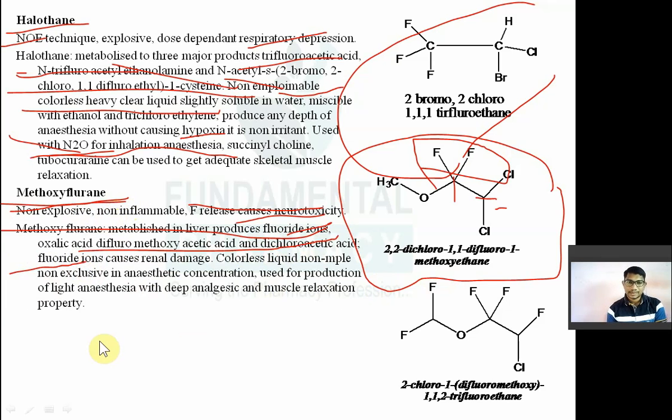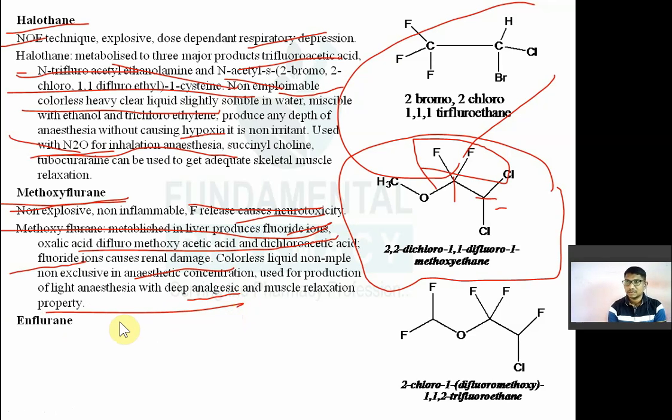So it is again a colorless liquid, non-inflammable, non-explosive anesthetic agent. It is used to produce light anesthesia with a deep analgesic action and muscle relaxation. So this methoxyflurane has an anesthetic action, along with analgesic action, along with muscle relaxant action. So whenever you require deep anesthesia, you can use this methoxyflurane.